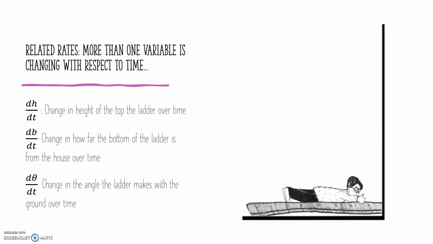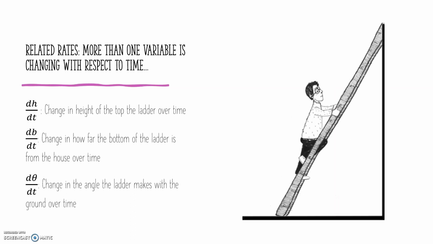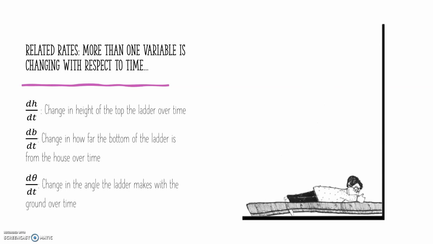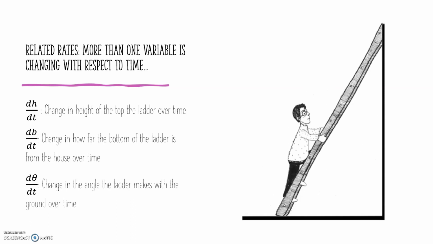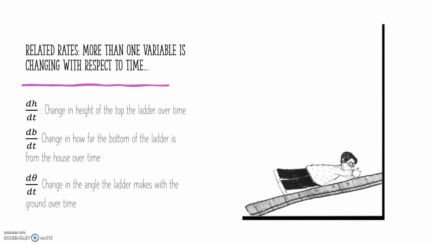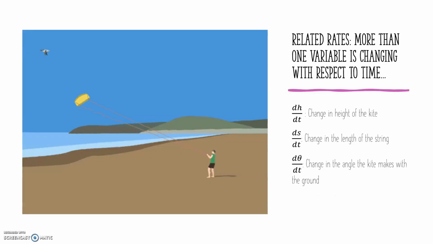Or let's say you have an unfortunate accident with your ladder and your ladder slides down a wall. The height of the top of the ladder changes over time, and so does the bottom of the ladder. That changes over time as the bottom gets farther away from the house. And even the angle that the ladder makes with the ground over time changes. So those are all related rates because they all change with respect to time.